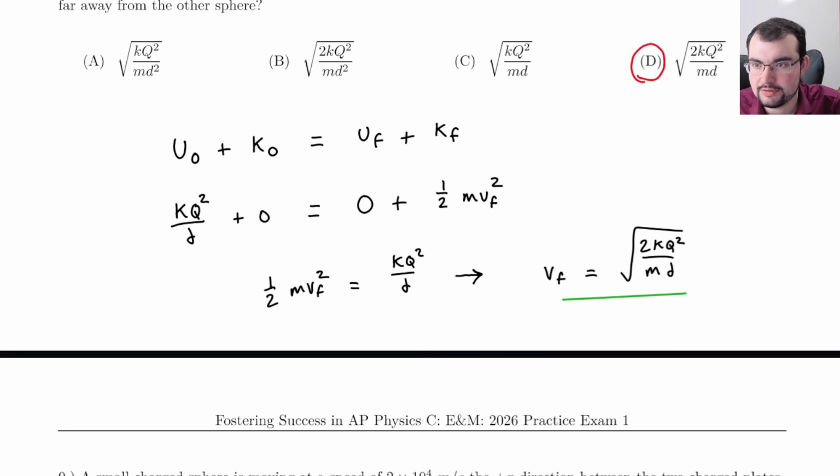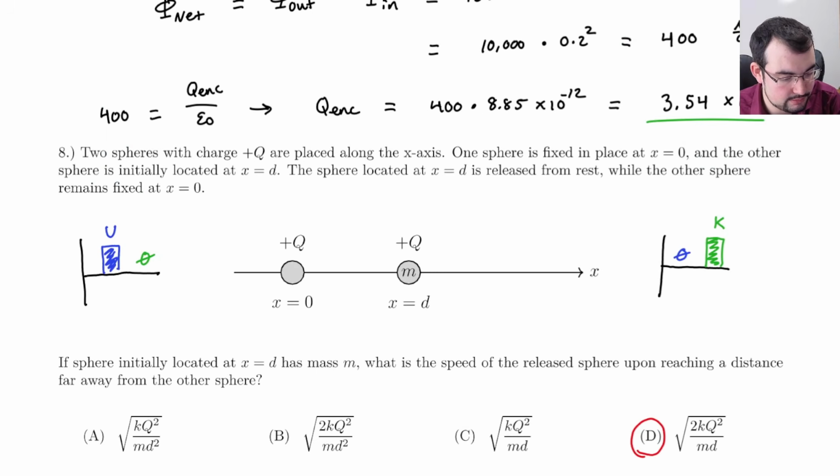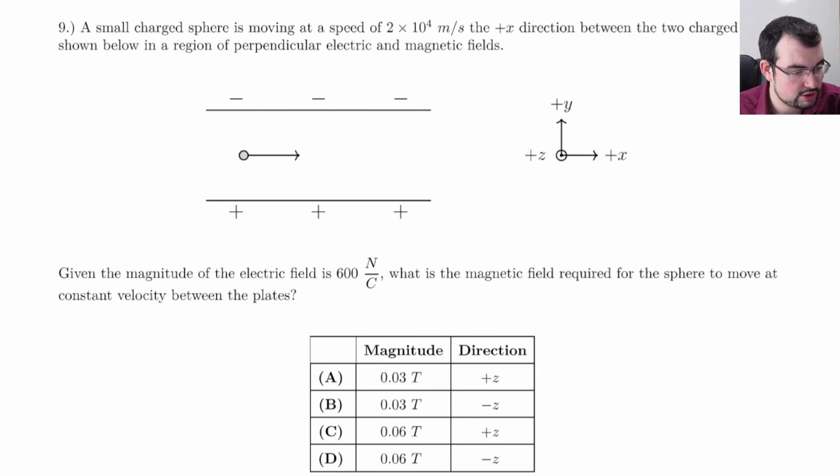It is energy conservation, but also you can eliminate these because they have squares in the denominator, and you can guess that the 1/2 comes from kinetic. So this would rank kind of nicely in level 2. A small charged sphere is moving at a known speed between these two charged plates. We know the magnitude of the electric field, and it's given that this is at constant velocity. What is the B field? So this just becomes force balancing.